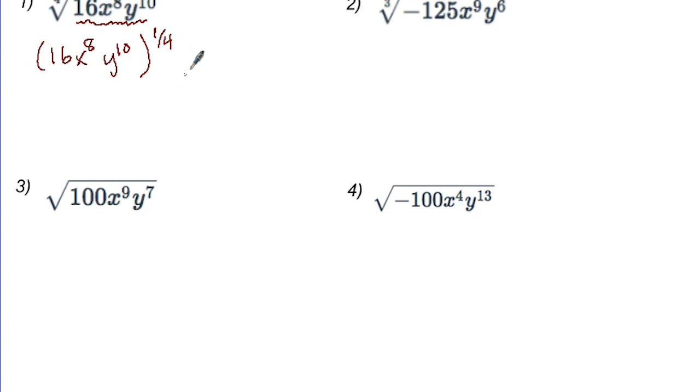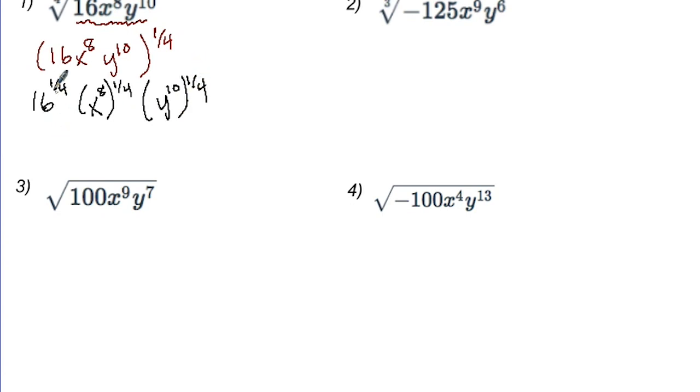All right, and in doing that, what we're going to do now is we're going to separate these pieces. We have three pieces, 2 powers, and then 16 on the inside. So we're going to separate these each to the power of 1/4. So it's going to be 16 to the 1/4, and we'll use some parentheses here, x to the 8th to the 1/4, and then another set of parentheses, y to the 10th to the 1/4.